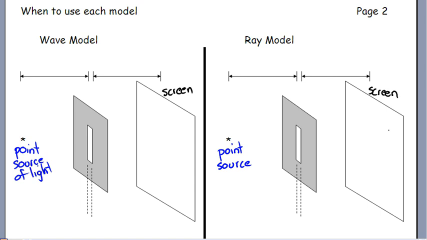And maybe halfway from the point source to the screen, I'm going to put some sort of object, some sort of mask, some sort of physical thing. And I'm going to look at how that physical thing that's in the way affects the light as it travels to the screen. And maybe I've got a 3-meter distance to the mask and then another 3-meter distance to the screen. Same thing for the ray model. So these are identical, right? There's nothing different about these two stories.